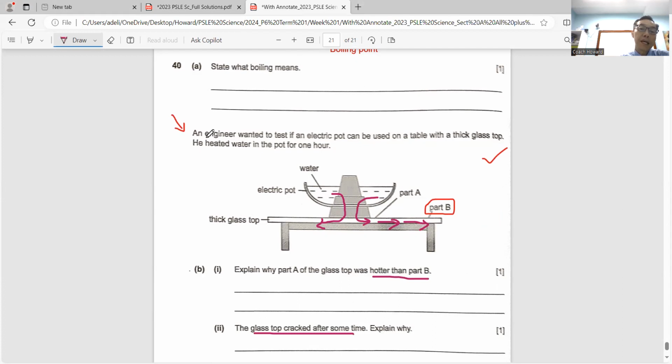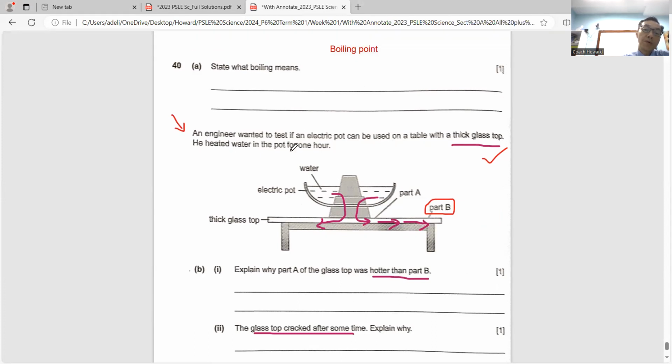So the question says that an engineer wanted to test if an electric pot can be used on a table with a thick glass top. So there's a thick glass top there. He heated water in the pot for 1 hour. So 1 hour is sufficient time for the electric pot to gain heat, and the heat is being transferred from an area of higher temperature to lower temperature, as indicated by the arrows here.